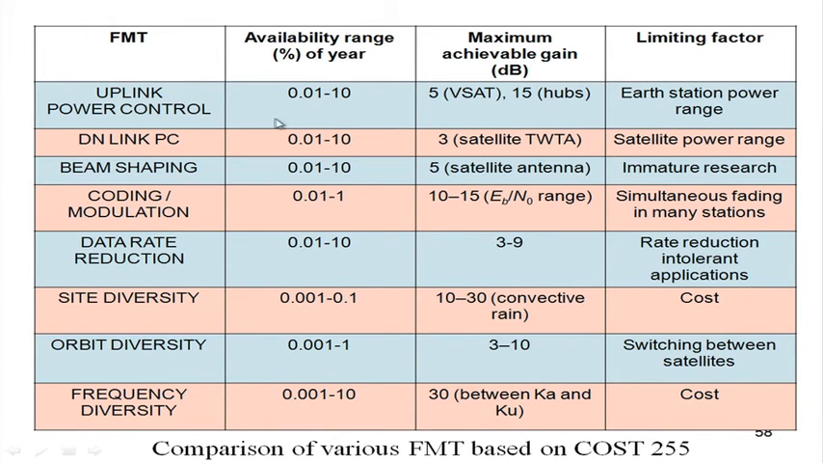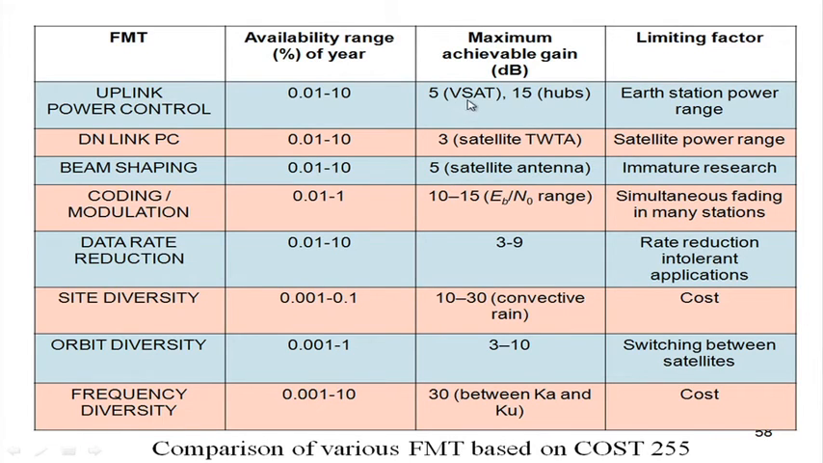Here this list has to be seen carefully. Some of them are simulated, some of them are experimented. Using uplink power control, you should look at this particular column, the third column, which shows the maximum achievable gain. For VSATs you get 5 dB, while at the hub you can get a 15 dB advantage. You can see the reason is the hub. We will discuss the ground station during our topic on ground station.